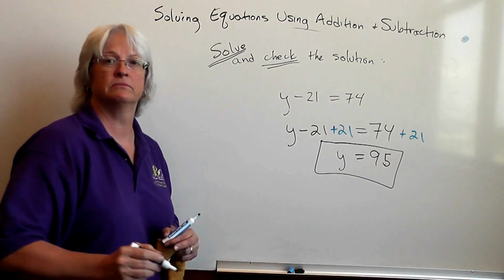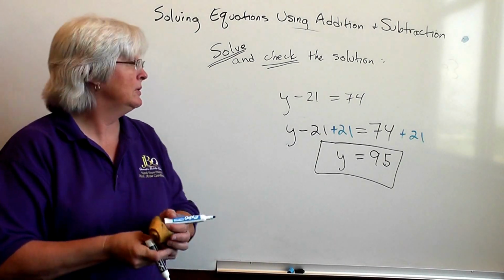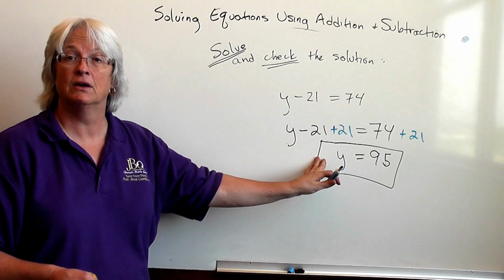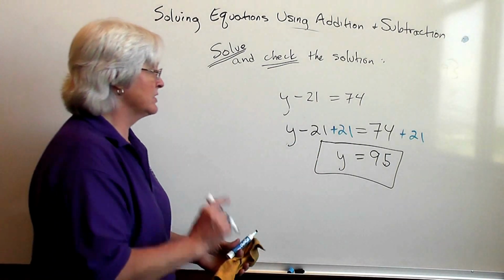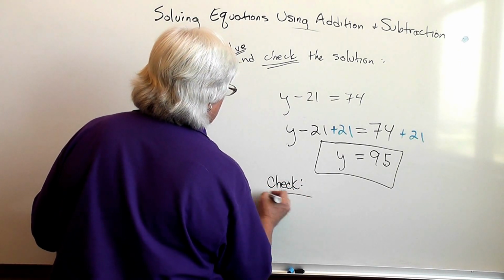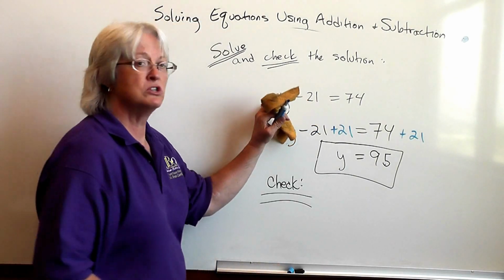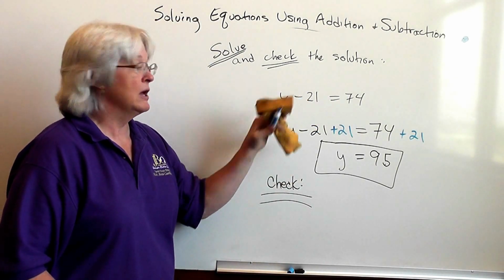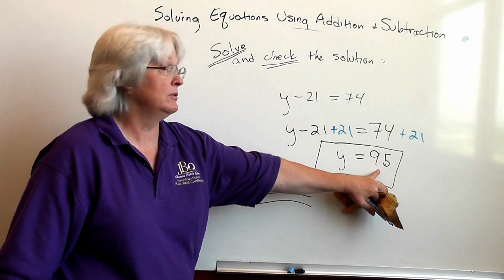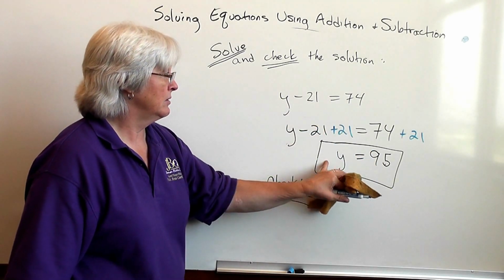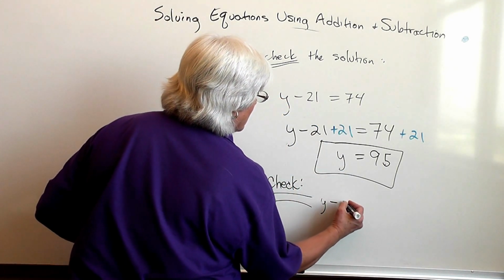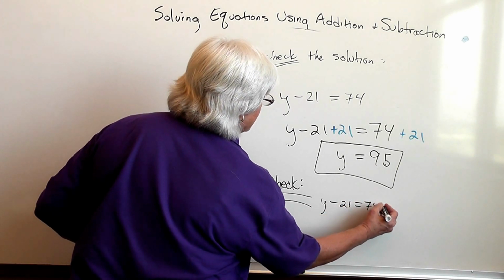Sorry about that, y'all. Am I completed with the problem? Solve and check the solution. Solve. Where's my check? This is what you do. You write check. Remember, what did you do to evaluate an algebraic expression? You took the value that they give you for the variable and substituted in. So we're going to write our original problem. Y minus 21 is equal to 74.